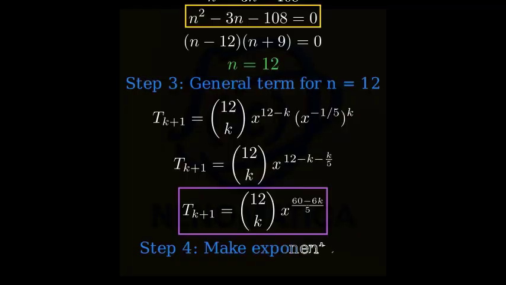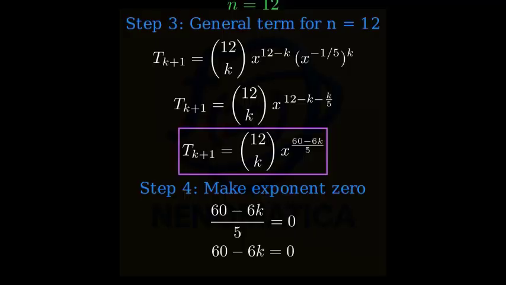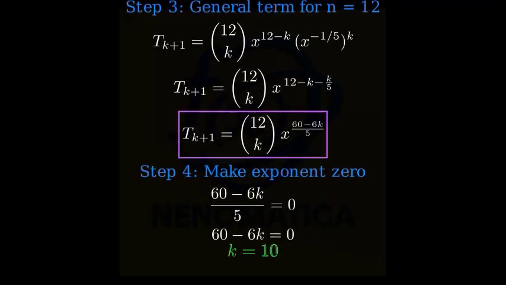Step 4. The independent term has exponent 0, so we set (60 minus 6k) over 5 equals 0. Multiply both sides by 5. 60 minus 6k equals 0. Solve for k equals 10.